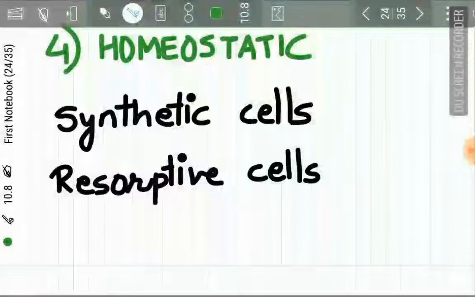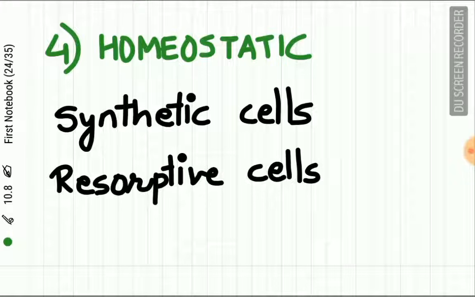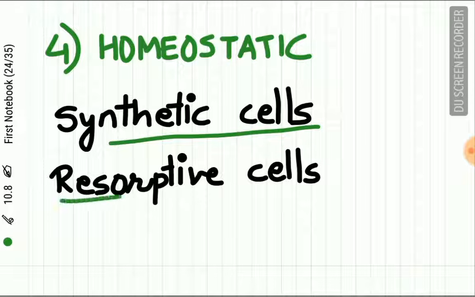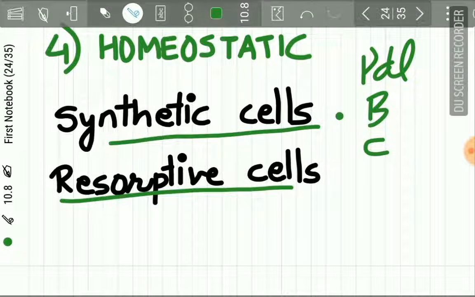Now the fourth function is the homeostatic function. The homeostatic function is the ability of the periodontal ligament to form and resorb the periodontal ligament tissue itself, the bone and the cementum. We have studied in part 1 that the periodontal ligament has many synthetic cells and resorptive cells as well. So these synthetic cells help in the formation of PDL, bone and cementum, while the resorptive cells resorb these tissues. This is the homeostatic function of the periodontal ligament.